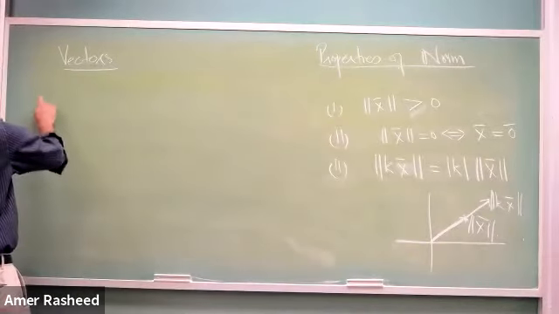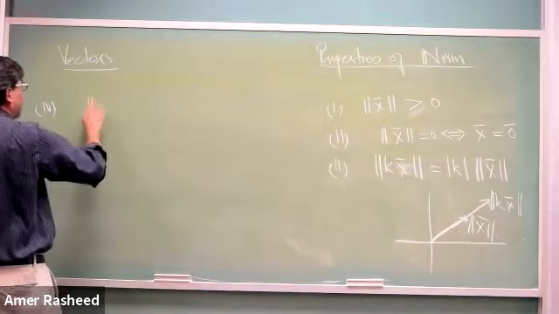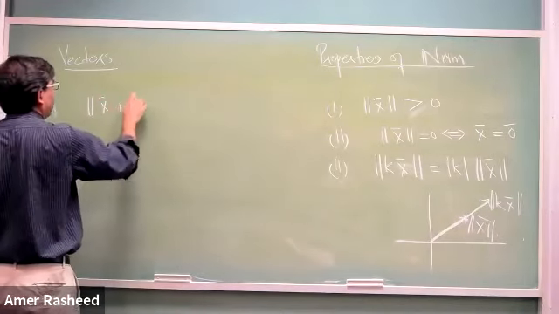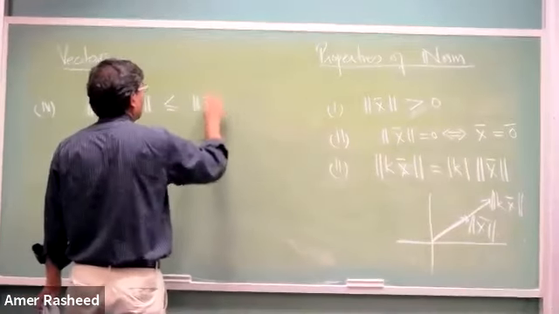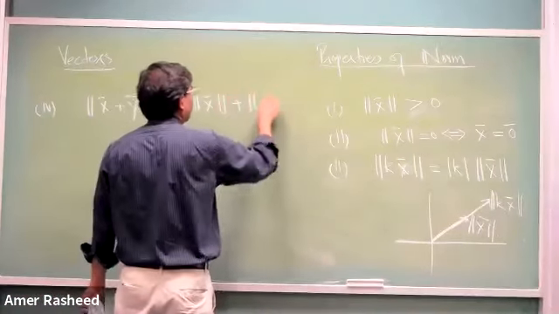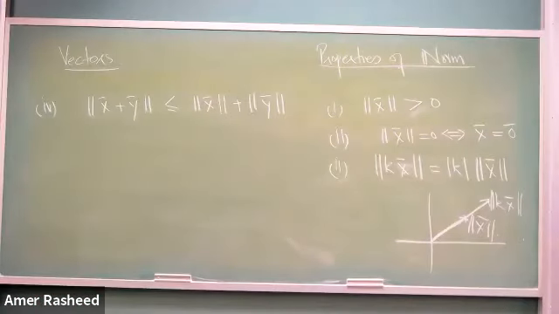The next property is called the triangular inequality, and it says that the norm, the length of the sum of two vectors, is always less than or equal to the length of x plus the length of y. We'll prove this property later on. This is called the triangular inequality.